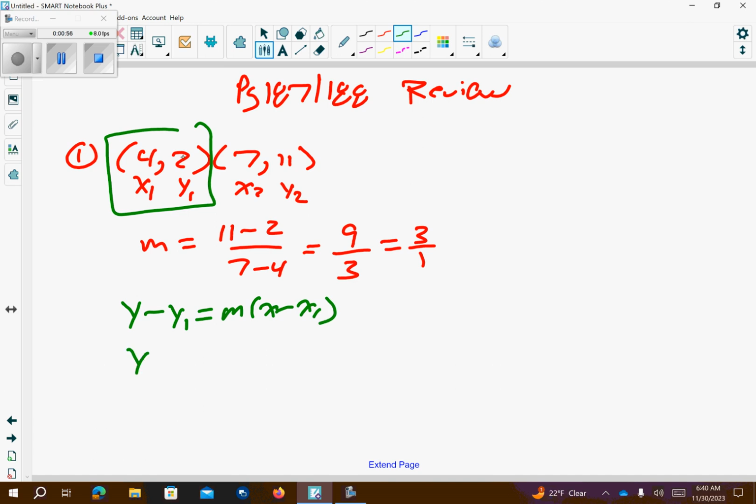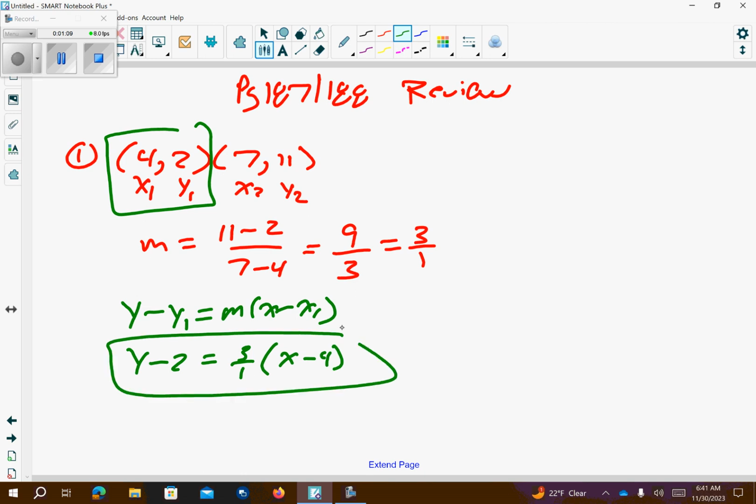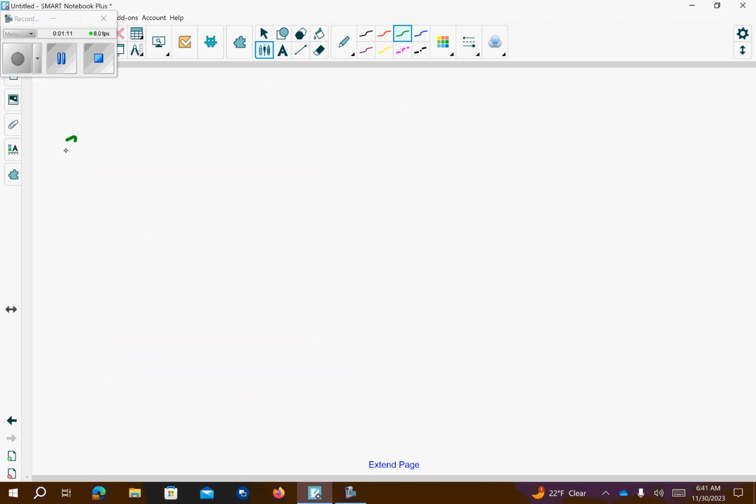All right, so this is a positive 2, so it'll be a negative 2 down here. I'm going to do 3 over 1 for the slope. You could make it 3 if you wanted to. And then x1 is positive 4, so it'll be a negative 4 here. So there's our answer.